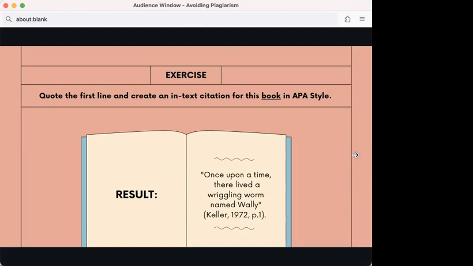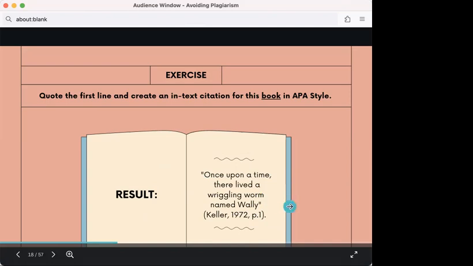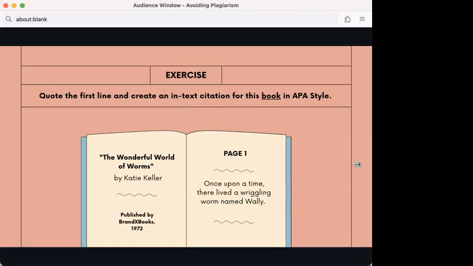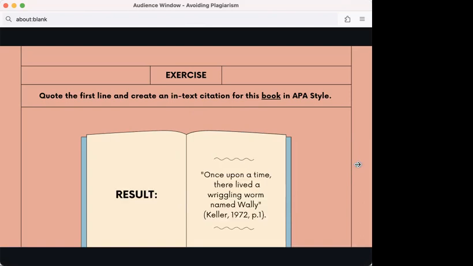All right, this is the result of the quotation using APA style. The result of the quotation will start with a quotation mark. This is the line or the sentence: Once upon a time, there lived a wriggling worm named Wally, and then a quotation mark, followed by the name of the writer, the last name, and then the year, and also the page. You can find the details of the information in the previous slide, just like this, and then this is the result.